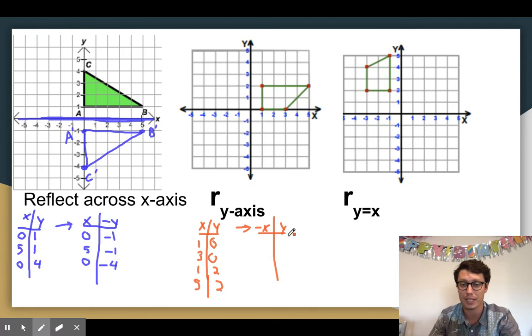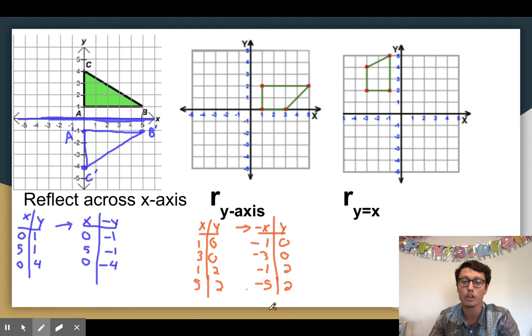And we just follow the rules. XY changes to -xy, so that means we're going to take all of our x numbers and make them negative. So 1 changes to -1. 3 changes to -3. 1 changes to -1. 5 changes to -5. And the y numbers just stay the same. 0 stays 0, 0 stays 0, 2 stays 2, and 2 stays 2.